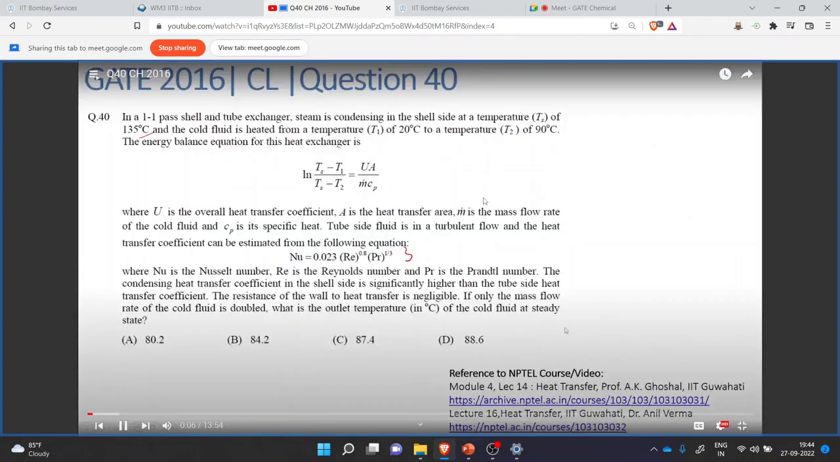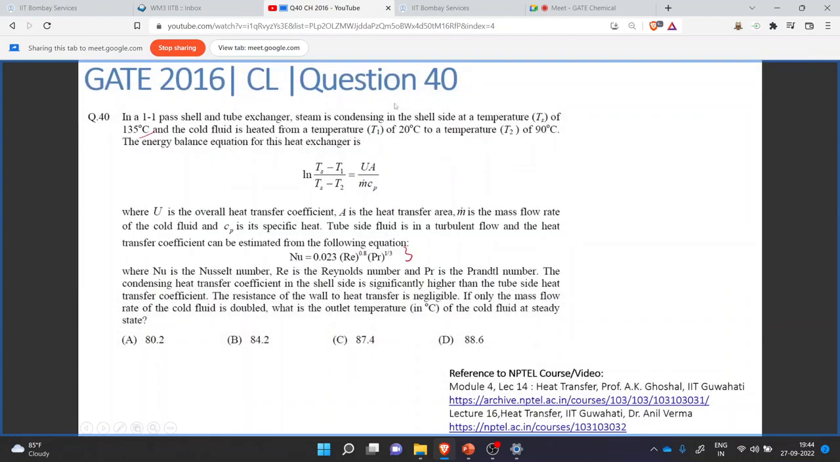Hello everyone. We are solving question 40 of the GATE 2016 mechanical engineering paper. And the question is, in a 1-1 fixed shell and tube heat exchanger, steam is condensing on the shell side at a temperature Ts of 135 degrees Celsius, and the cold fluid is heated from a temperature T1 of 20 degrees Celsius to a temperature T2 of 90 degrees Celsius.